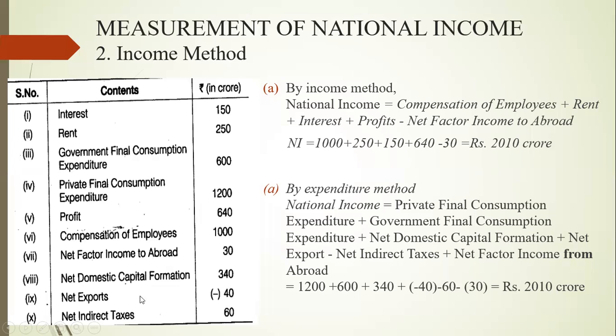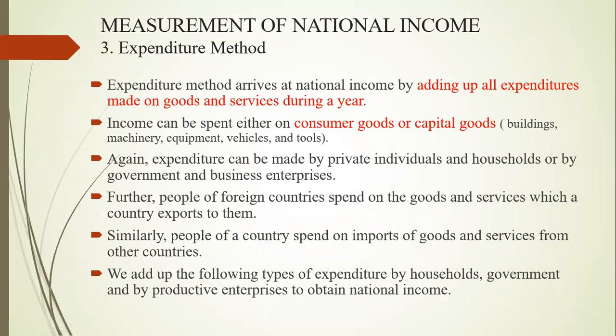The same data we can use to calculate through the expenditure method also. After that, I will discuss the formula which I told you in earlier lectures: GDP equals C plus I plus government expenditure plus net export. That is basically calculating GDP by the expenditure method. So when we discuss the other method of explaining national income, at that time we will explain that thing.